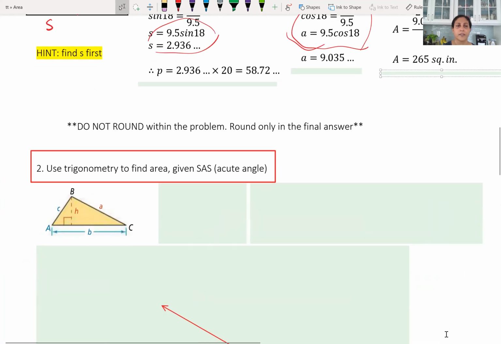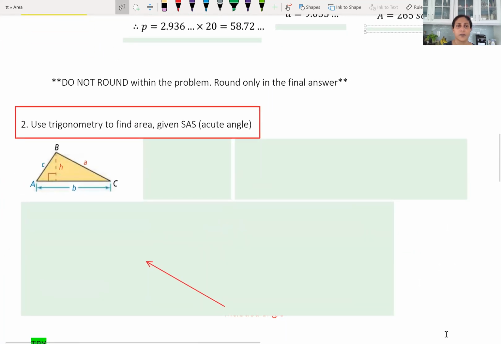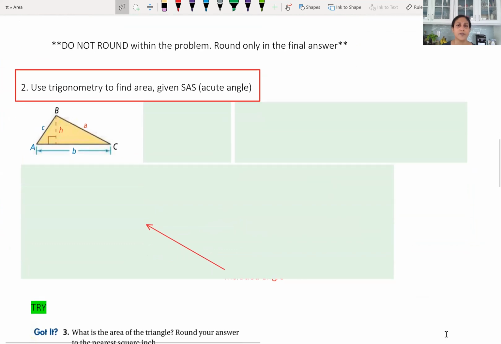All right. So the next thing that you have to know is how to use trigonometry if you don't have an isosceles triangle. However, you do have side angle side given. And this only works if the angle given is an acute angle. So here's a little bit of a proof. We have a triangle and H is the height from B to AC.